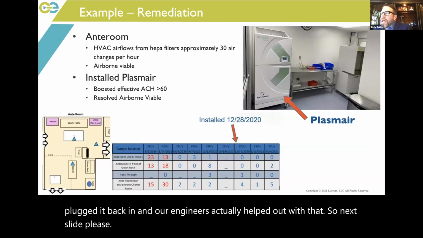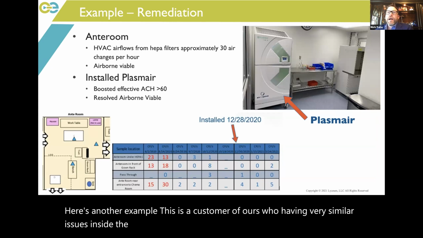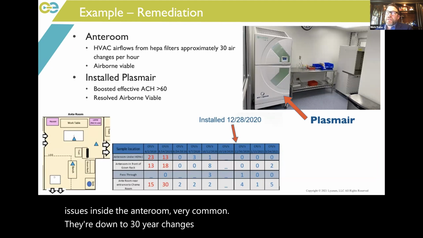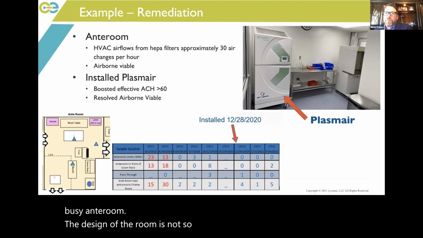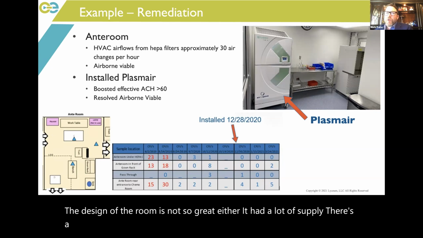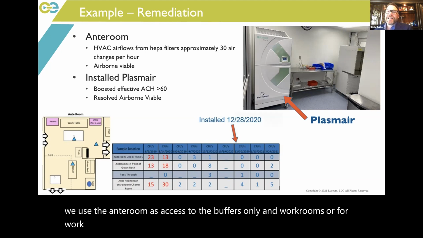Here's another example. This is a customer of ours having very similar issues inside the anteroom, which is very common. They were down to 30 air changes per hour, which passes the ISO 7 USP 797 requirement, but just isn't doing the job when you have a busy anteroom. The design of the room is not so great either. They had a lot of supply, and there's a workspace in there. When we design our clean rooms, we use the anteroom as access to the buffers only. Workrooms are for work and anterooms are for access to the buffers.